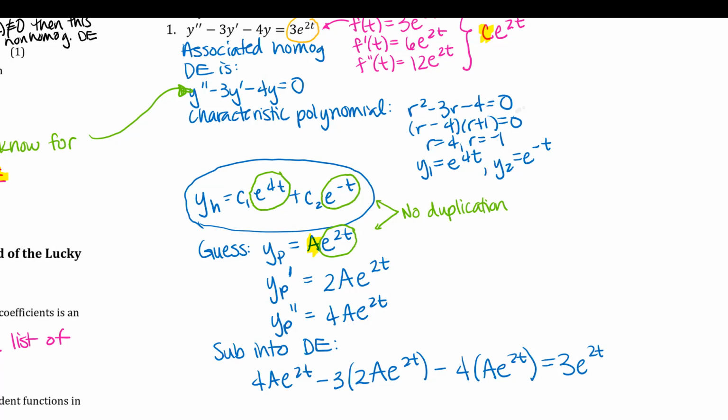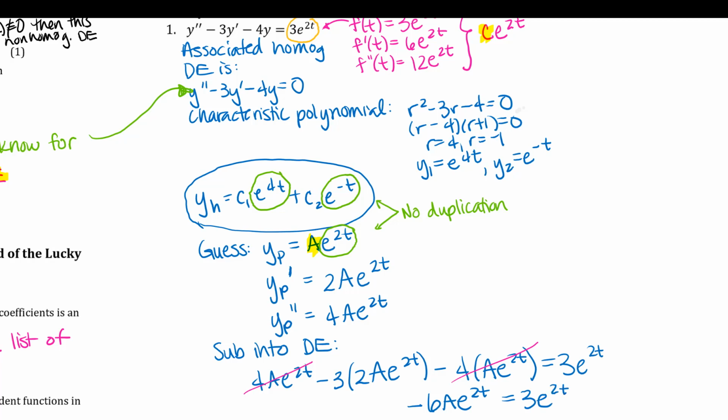All right, and in this problem, it's pretty straightforward because I've got a couple of terms that will cancel, a 4a e to the 2t and a minus 4a e to the 2t. And then that term in the middle simplifies to be minus 6a e to the 2t, and that should be equal to 3e to the 2t.